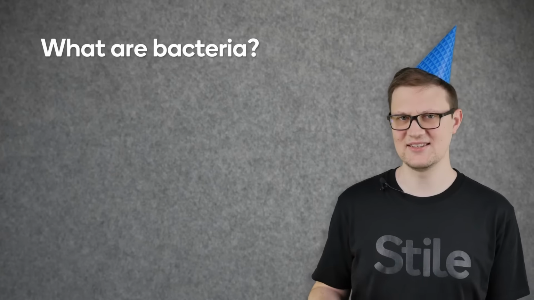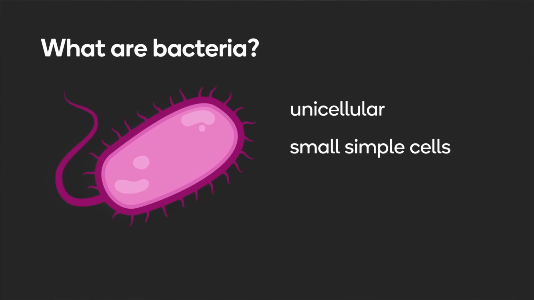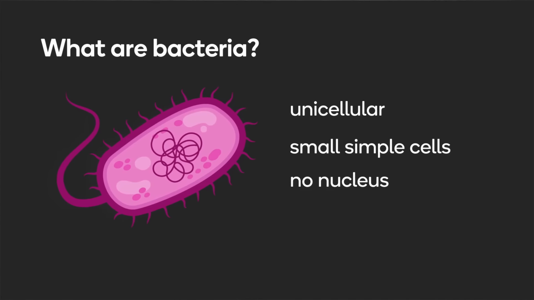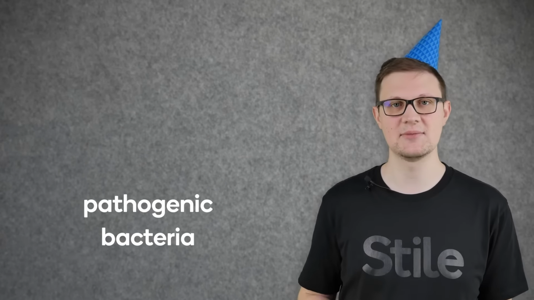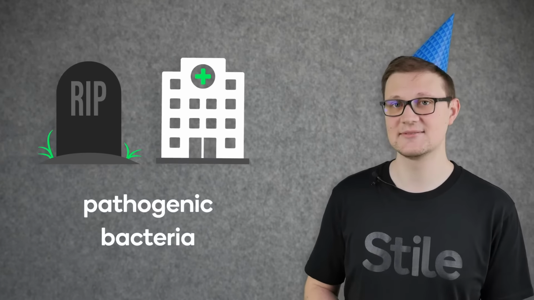So what are bacteria? They're unicellular organisms, which means that each bacterium is made up of a single cell. Bacterial cells are small and relatively simple, and they don't have a nucleus to hold their DNA. Many bacteria aren't harmful to humans. Some are even helpful, but pathogenic bacteria are a major cause of death and disease.